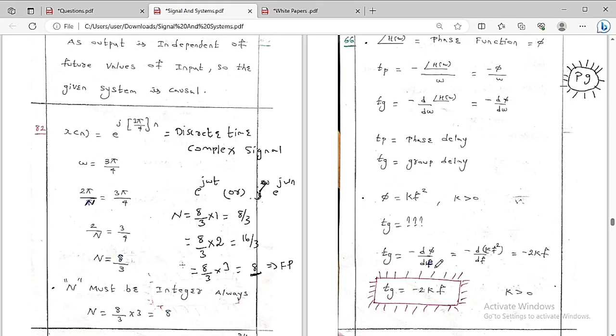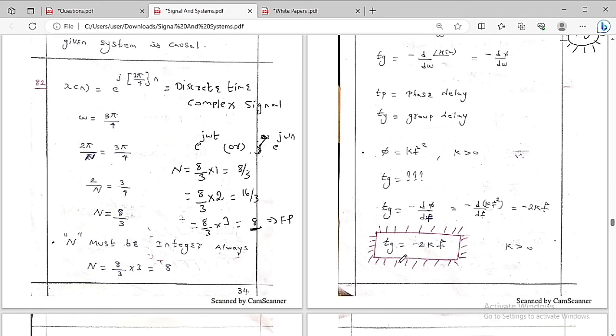So I will take here df. So minus d phi by df, so minus d by df of what is phi, which is k f square. K is a constant, take it outside. So minus k into derivative of f square is equal to 2f. So minus 2kf we are going to get. Then TG is equal to minus 2kf.